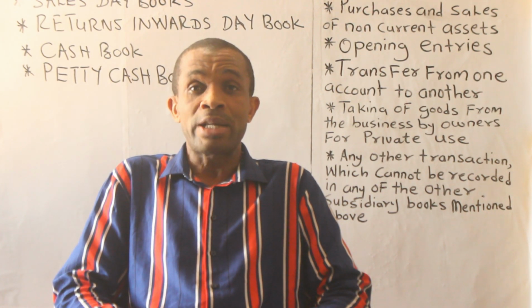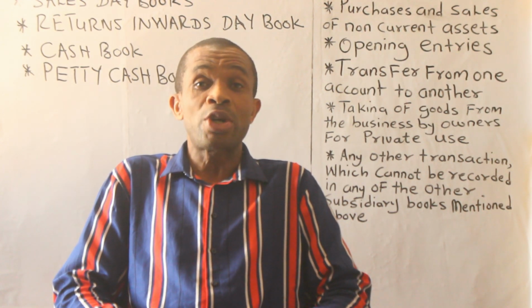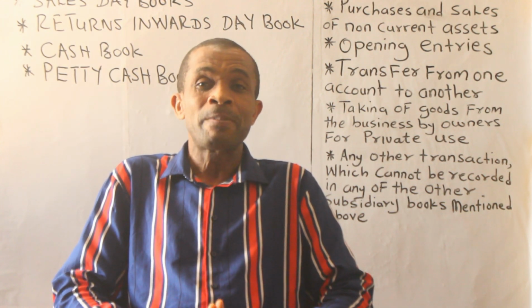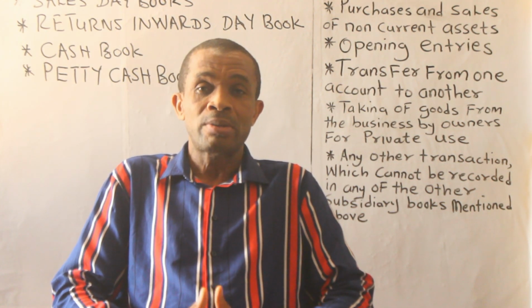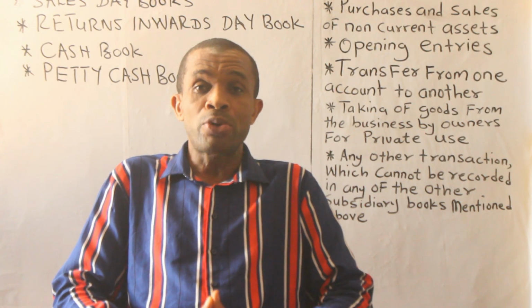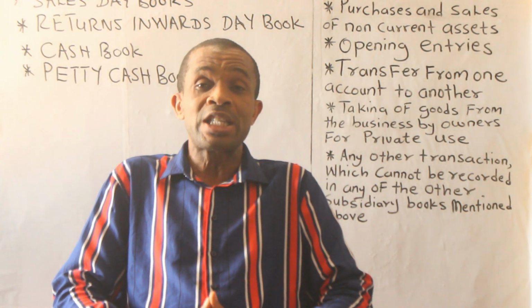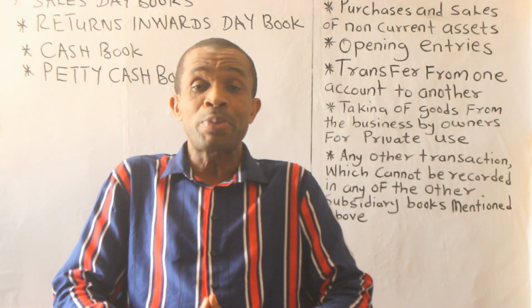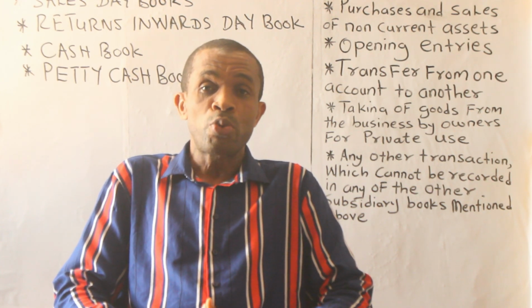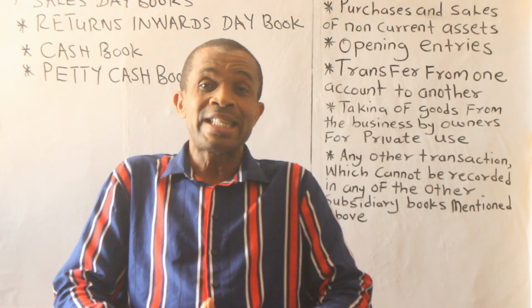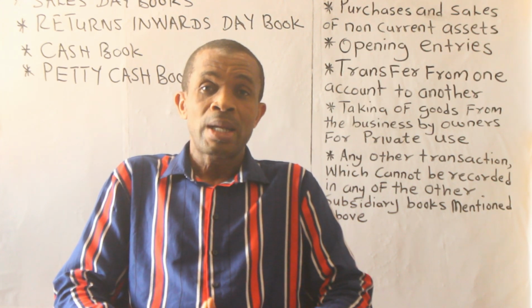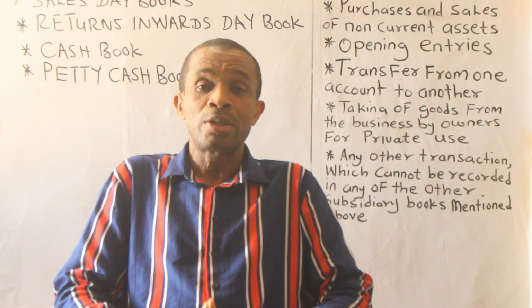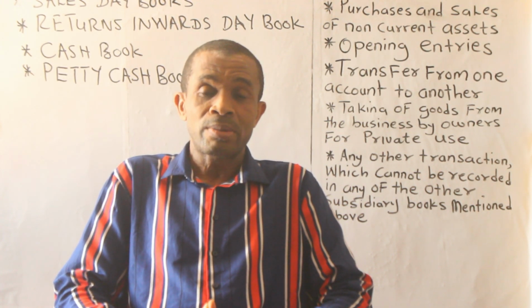Under the specialized journal, we are going to be looking at specifically four types of journals. The purchases day book, which can also be called the purchases journals. The return outwards day book, which can also be called the return outwards journal. The sales day book, which can also be called the sales journals. And the return inwards journal, which can also be called sales returns journals.